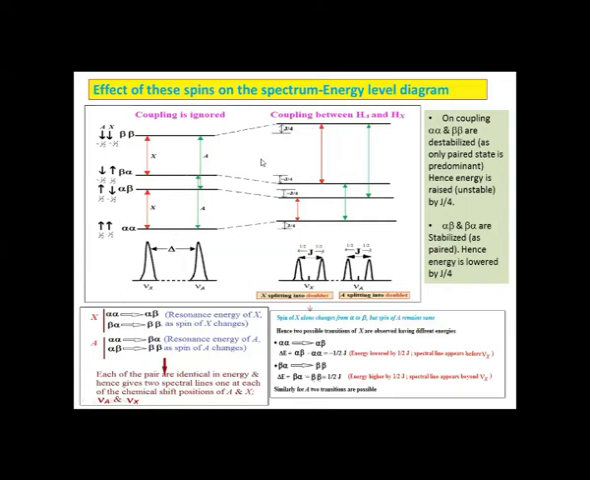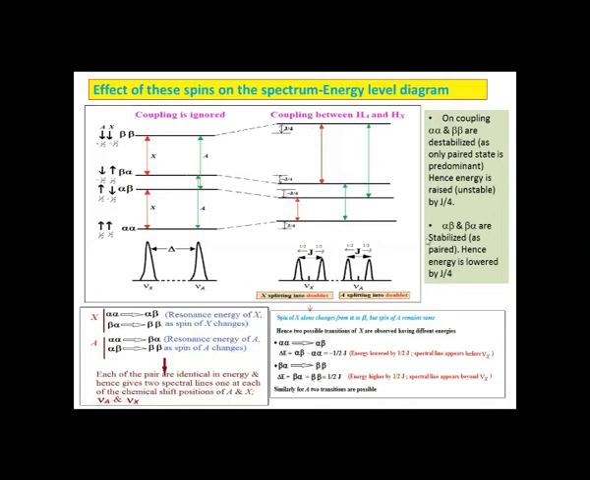But when coupling is considered between the two protons HA and HX, alpha alpha and beta beta are destabilized. So the interaction happens in such a way that the various spin combinations interact, and alpha alpha and beta beta will be further raised in energy by J by 4. Why? Because these are destabilized and that becomes unstable. Only the paired states are predominant and they are more stable.